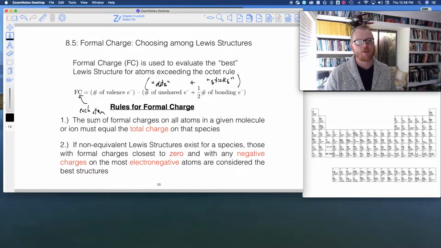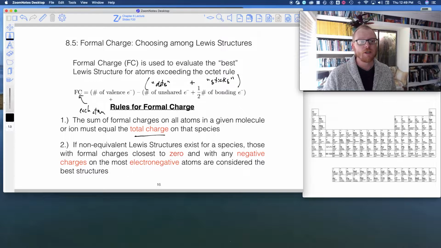Easy. Okay, so rules. The sum of the formal charges on all atoms in a given molecule or ion must equal the total charge. So if something is completely neutral, all of those formal charges have to add up to 0. However, if it's a polyatomic ion like nitrate, which is -1, all of the formal charges have to add up to -1, to whatever its charge is.